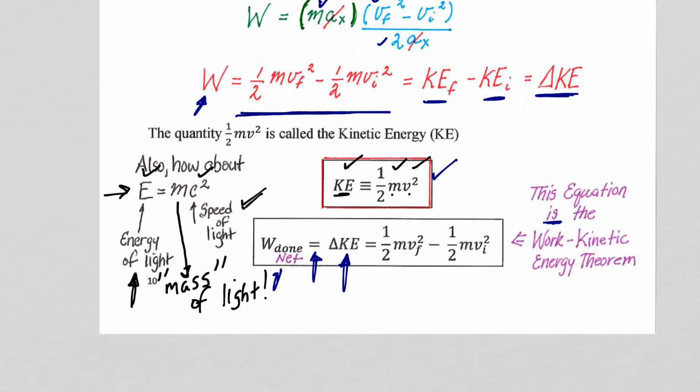Well, light, as it turns out, is pure energy, but it has what is called a mass equivalent. And this equation allows us to calculate the mass equivalent of a certain amount of energy, or conversely, to take a given amount of mass and calculate the total energy contained in that mass. That's why Einstein is so famous and why this equation is so significant.